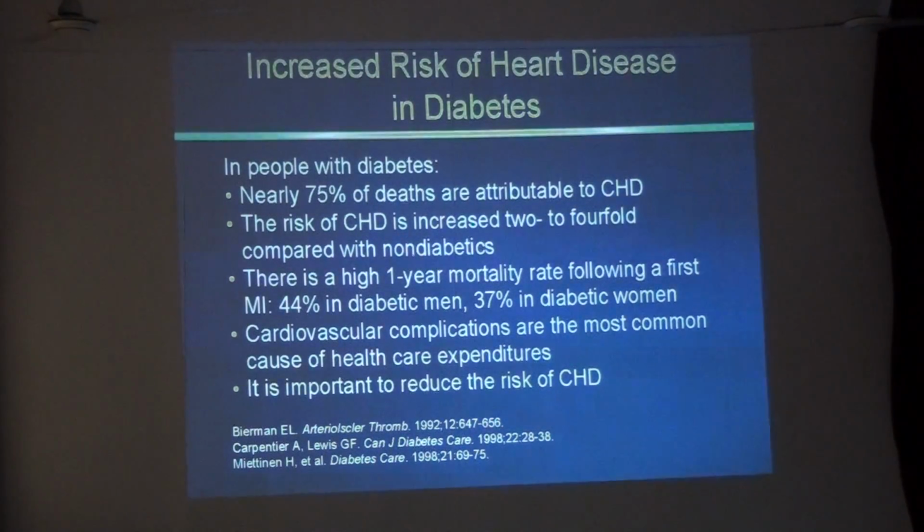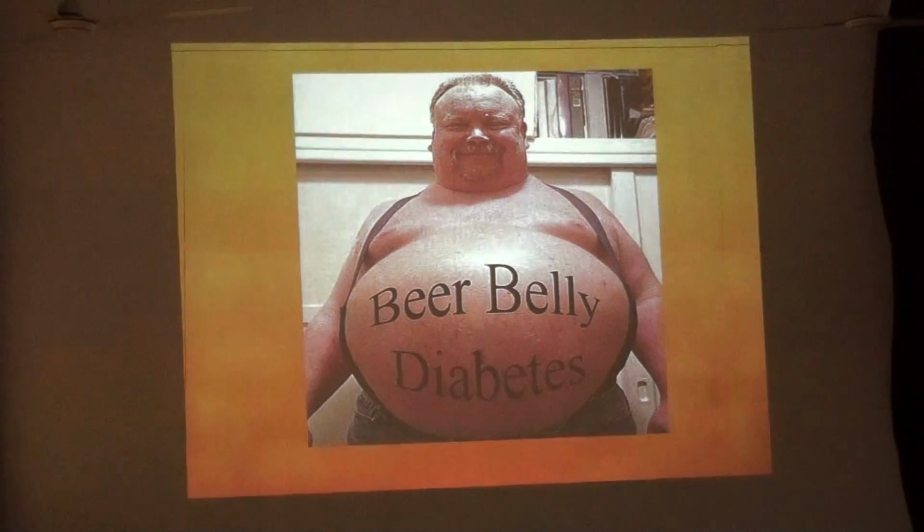There is an increased rate of heart disease. In people with diabetes, almost 75% of deaths, directly or indirectly, are due to the cardiovascular system. The one-year mortality following myocardial infarction in diabetes is 44%, and 37% in women, and cardiovascular disease is the most common cause of healthcare accidents. So once one organ goes, the second organ, then the third organ will go. Gradually it becomes important, and this is always the cause.